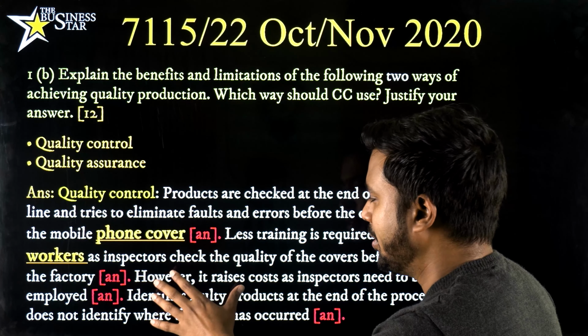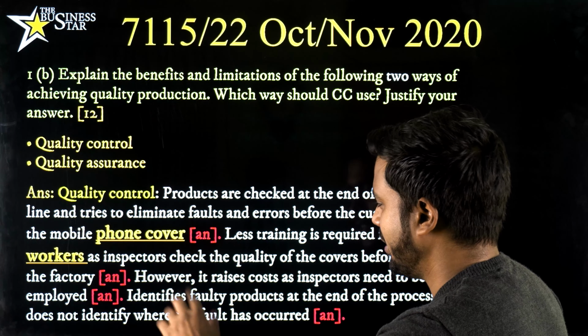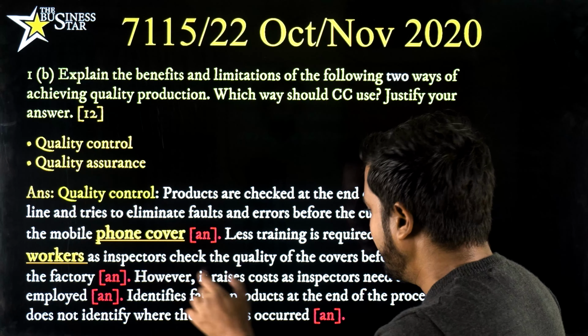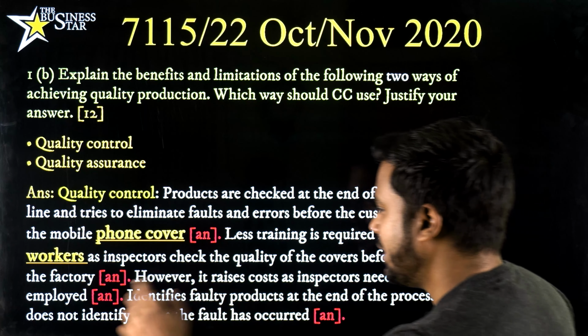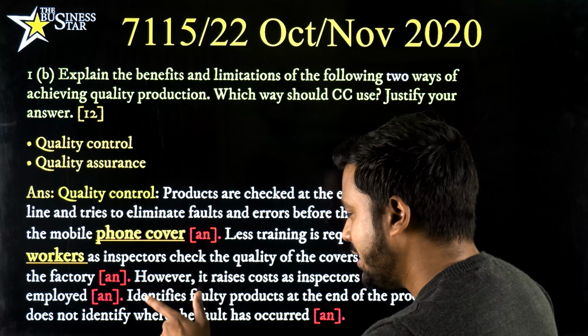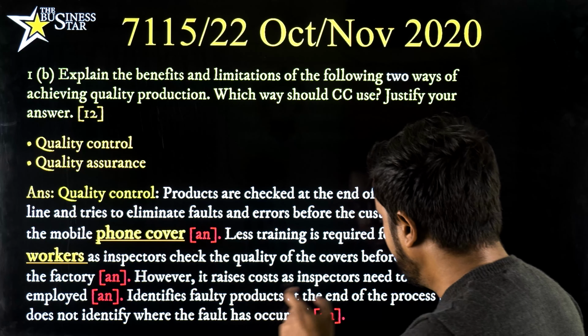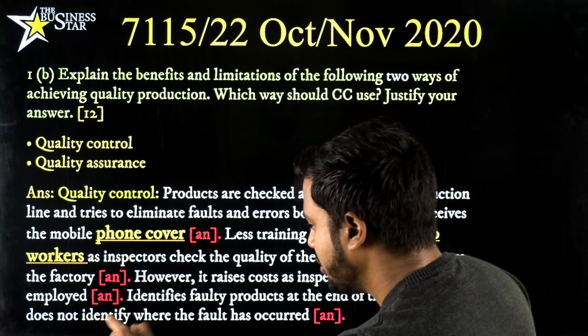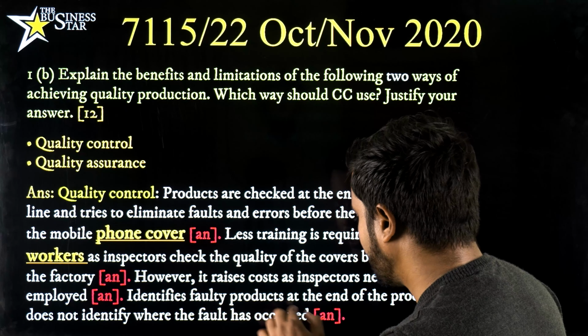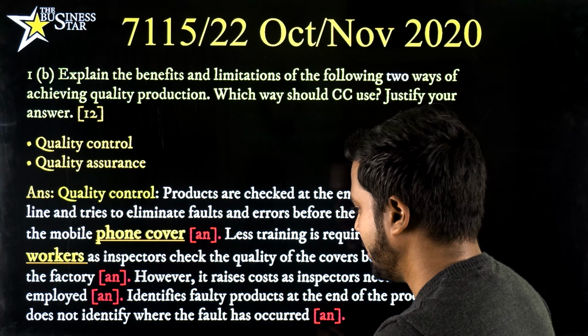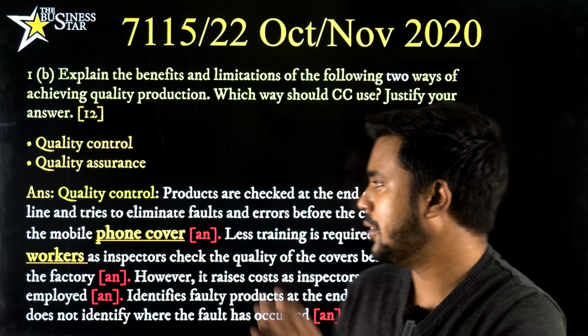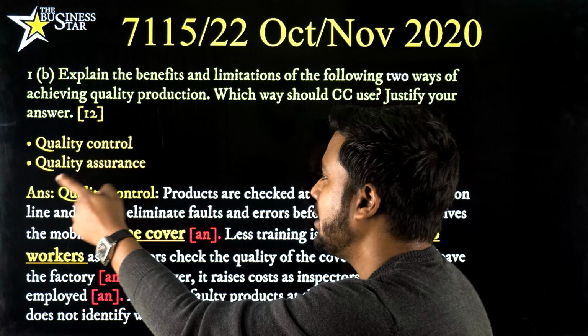Let's talk about the disadvantages. Here are 2 disadvantages. The first disadvantage is that, however, it raises cost, as inspectors need to be employed. The second disadvantage is that it identifies faulty products at the end of the process but does not identify where the faults have occurred. So we are done with the first part, which is quality control. Let's move on to quality assurance.